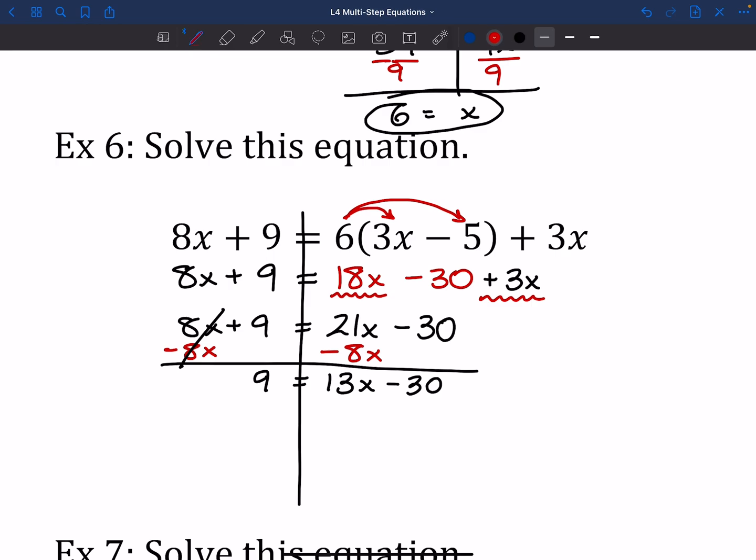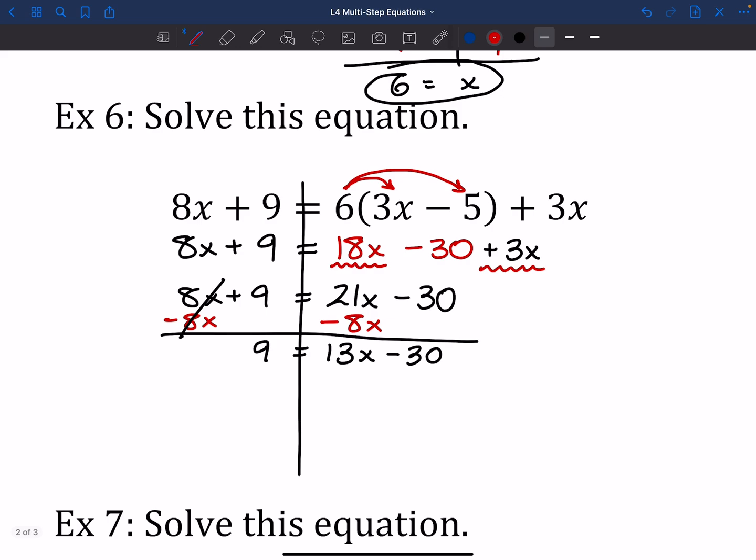All right, still making our way along. All my variables are over on the right-hand side, which means I need to move all my constants to the left, which means that negative 30 has got to go. So if I add 30 to both sides, that'll get me where I want to be. We're going to get 39 equals 13x, and the 30s are gone.